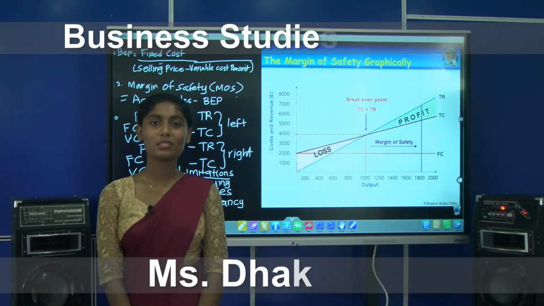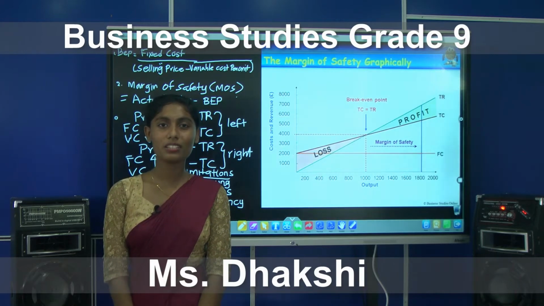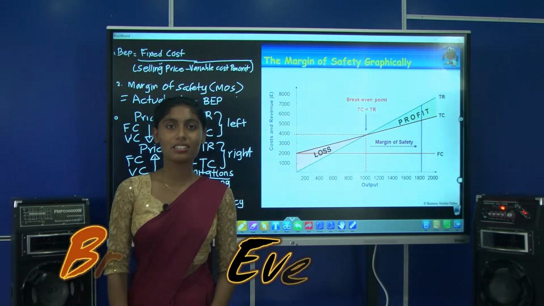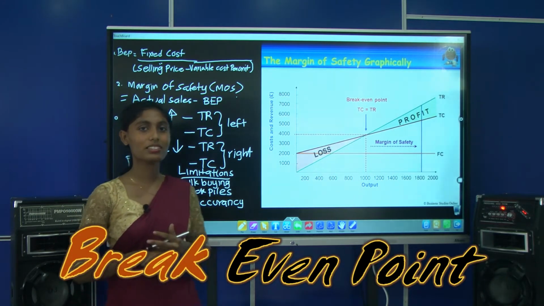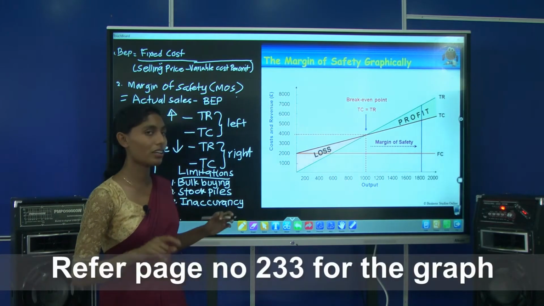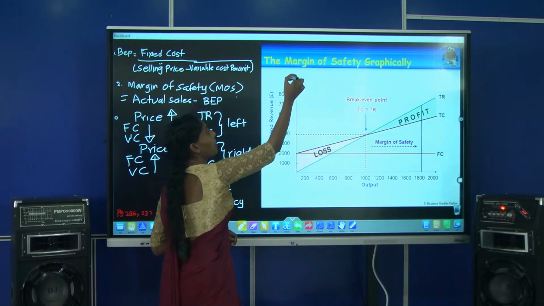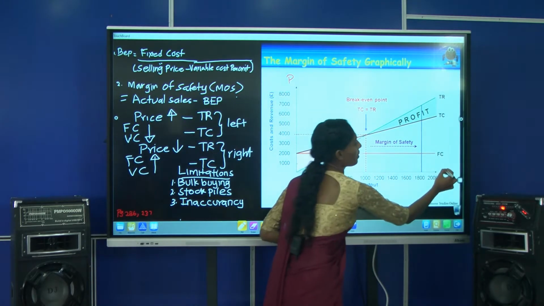Today I am going to teach about business studies for grade 9 students. Unit number 28, we are referring to the break-even point analysis. So here we go. Please refer to page number 233 of your textbook for the graph. If you see the graph here, this is our price axis, and this is our quantity axis.